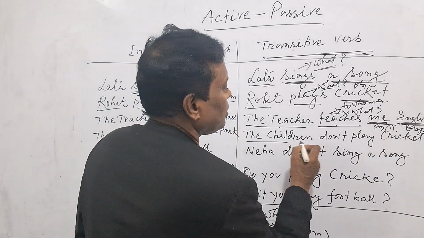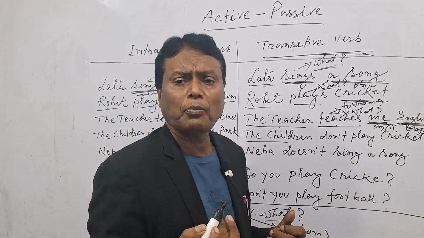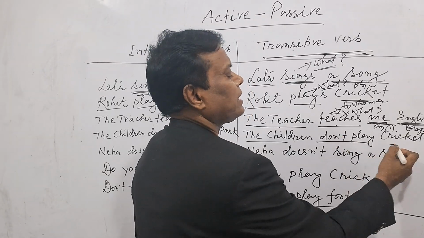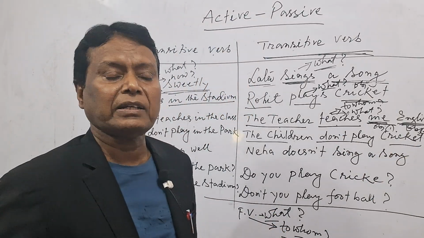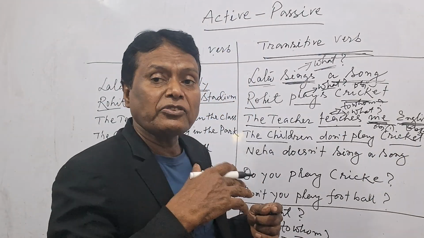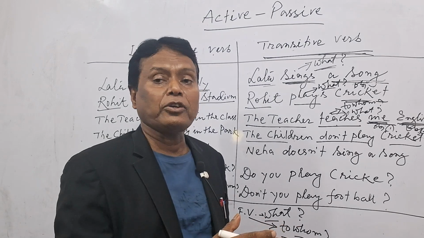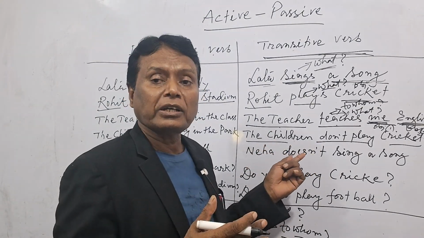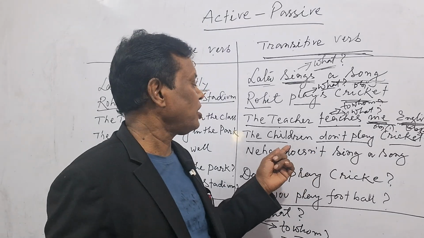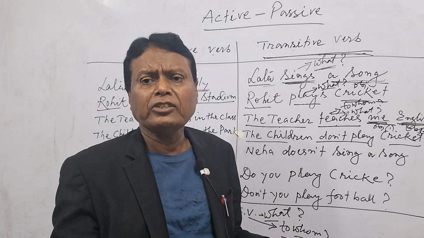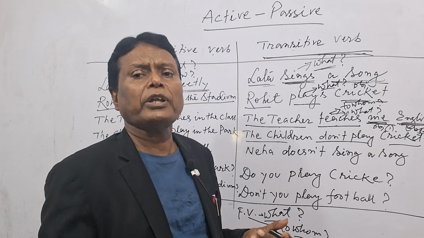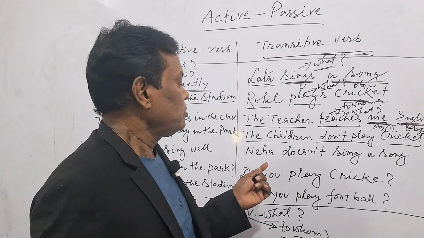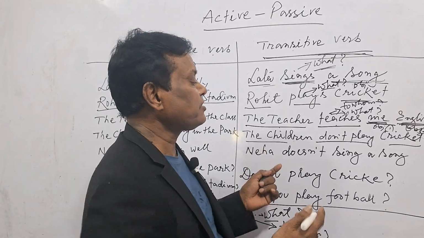The children don't, negative sentence also, no problem. The children don't play. Don't play what? Cricket. Children don't play cricket. Similarly, do the children play cricket? Convert into passive. The children don't play cricket. Cricket is not played by the children. By the children is not necessary. Whenever anybody is putting question, it is not necessary to say by whom. It is understood only.